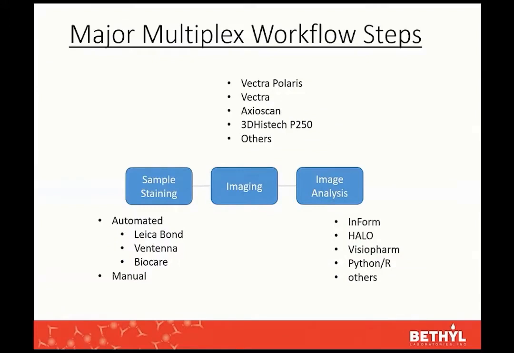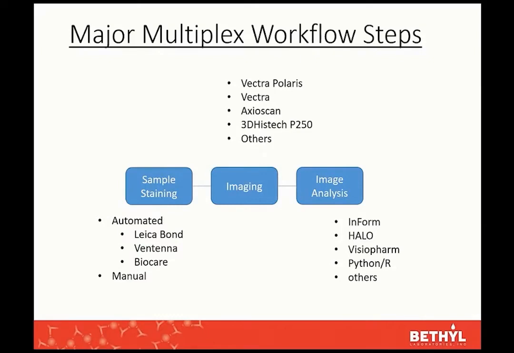Every multiplex system, whether it's the Codex or the Opal system or another multiplex system, really breaks down into 3 major workflow steps. You have to stain your sample, whether that is at the benchtop or with an automated stainer. You have to image your tissue in slides, and then you have to perform image analysis. Most of the exciting, fun part is the image analysis and the imaging.